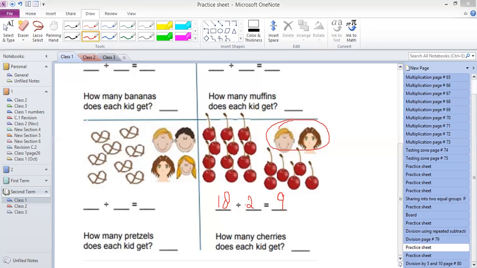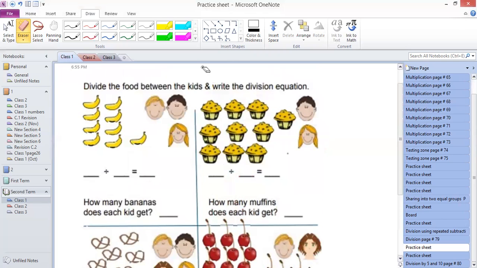So he checked the table. 2 1s are 2, 2 2s are 4, 2 3s are 6, 2 4s are 8, 2 5s are 10, 2 6s are 12, 2 7s are 14, 2 8s are 16, and 2 9s are 18. That's why 18 divided by 2 equals 9. And the answer is 9.